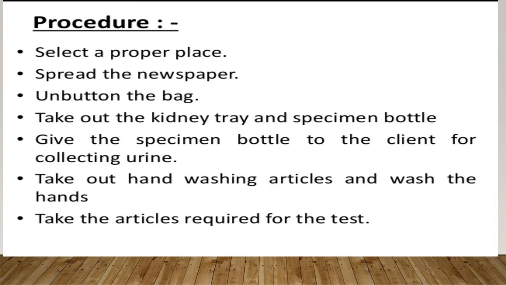Next, the procedure. First, we need to select a proper place so that you can place your community bag. Spread the newspaper. Keep your bag over the newspaper. Unbutton your bag. Take out the kidney tray and the specimen bottle. Give the specimen bottle to the client for collection of urine. Then take out the hand washing articles. Wash your hands. Then after hand washing, take out all the articles required for your test.